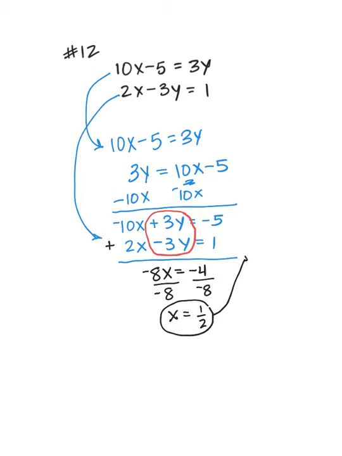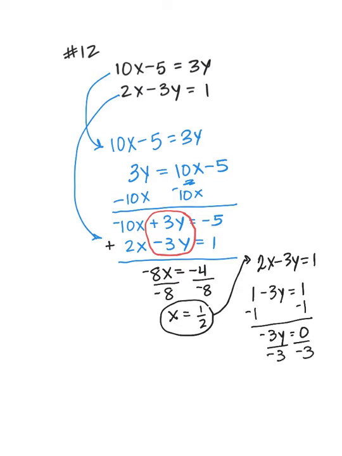Let's go figure out y. Doesn't matter which one we use. What should we do? Which one do you want to do? I'm going to go with the second one. Let's do 2x minus 3y equals 1. So 2 times 1/2, or half of 2, that's 1, minus 3y equals 1. Let's subtract 1 from both sides. We have negative 3y equals 0. What? Divide both sides by negative 3. Well, 0 divided by anything is 0. So our y term is 0.